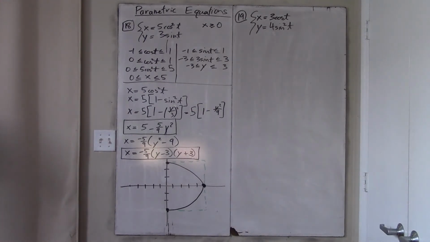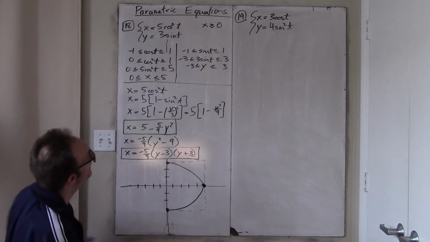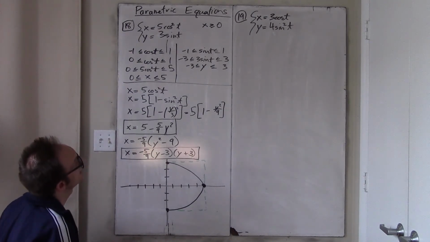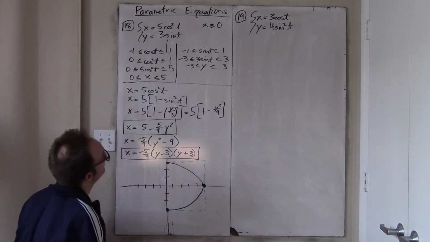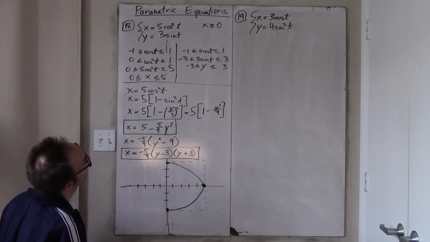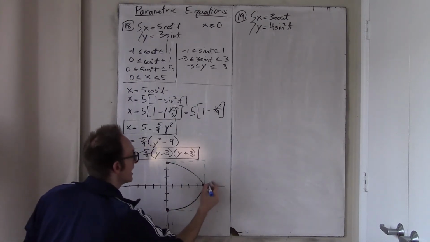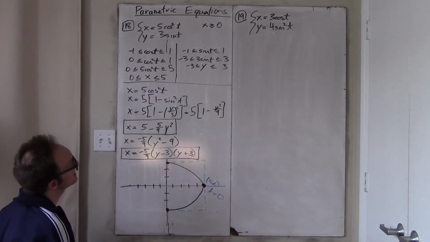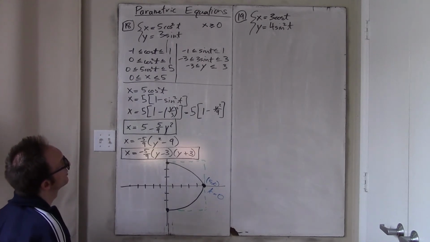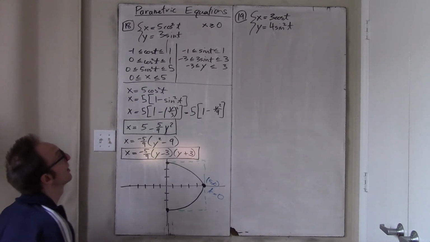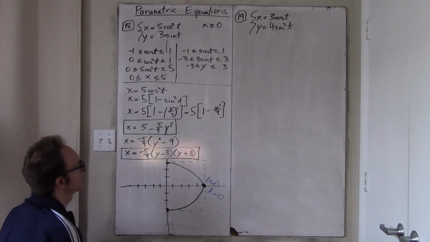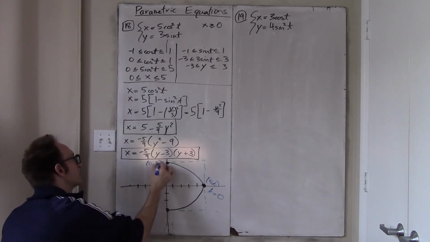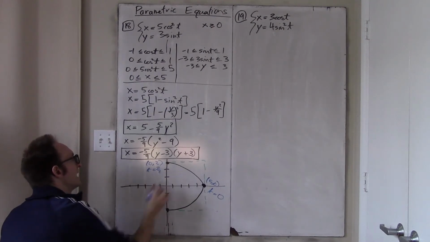Okay, there's only one thing left to do here, and that's label it with some annotations so we can see what's going on. Let's see, where am I at t equals 0? When you plug in t equals 0, you get 5, 0. So here we are at 5, 0 at t equals 0. What happens next? Maybe we plug in pi over 2. Cosine pi over 2 is 0, so we're at 0, 3. So up here at 0, 3 at t equals pi over 2.